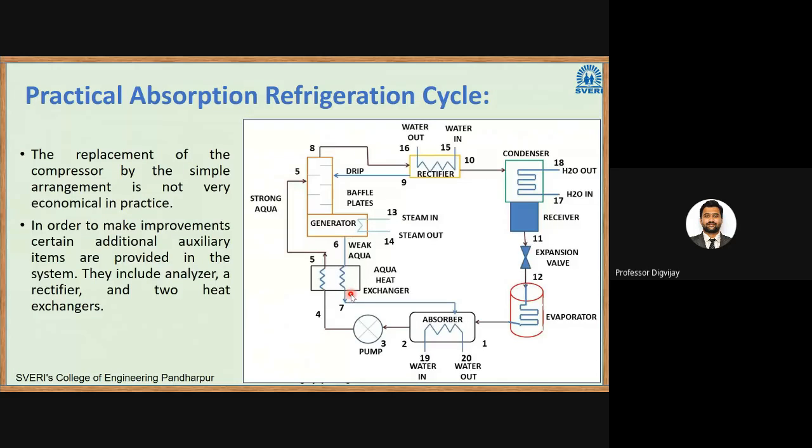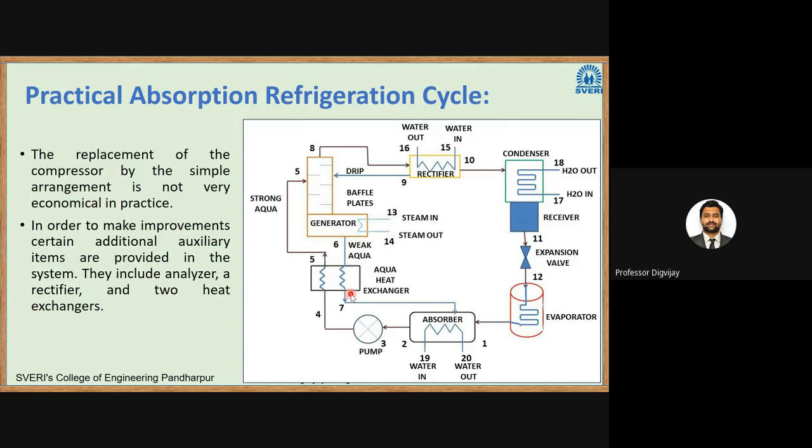The next point in front of you is the practical absorber refrigeration cycle. What we have seen previously was a simple or ideal VRS, in which the compressor is replaced by an absorber, generator and pump. But practically we have to assemble or install other accessories also. Which those are, we'll see today.